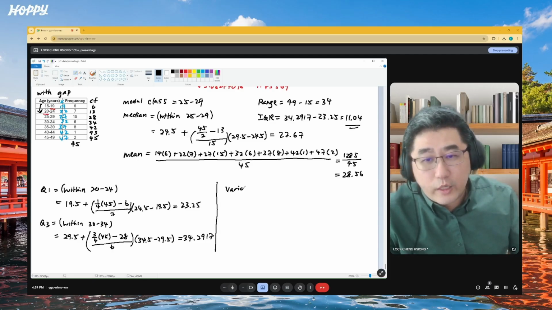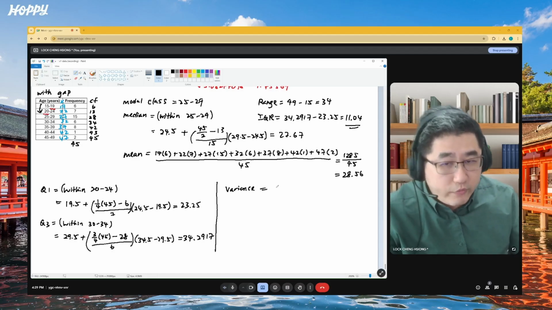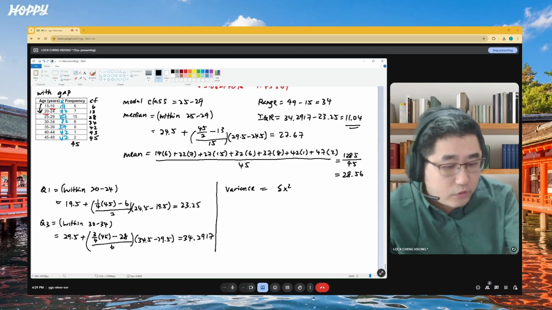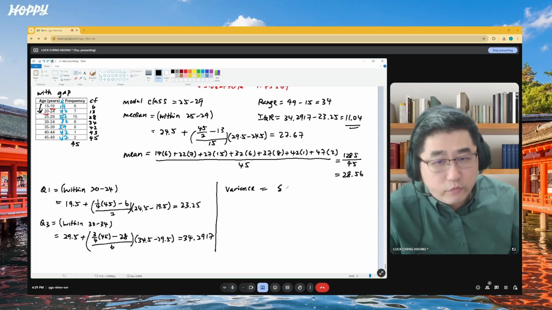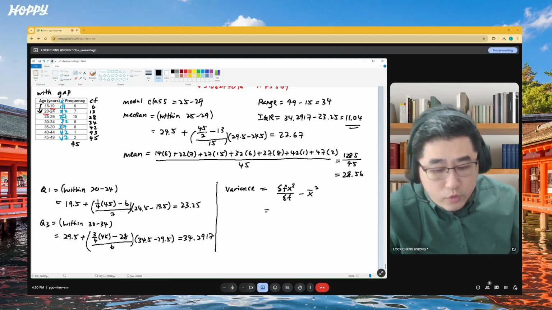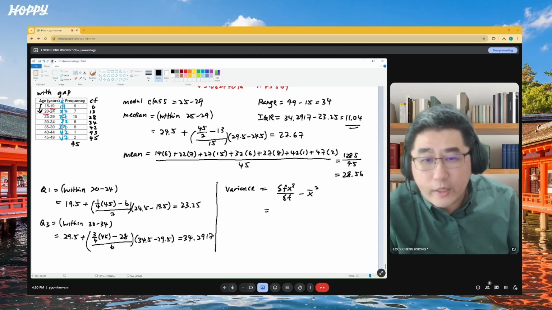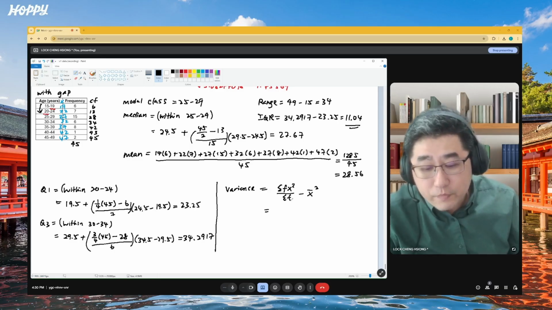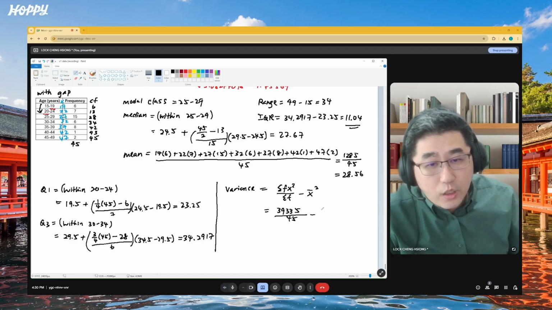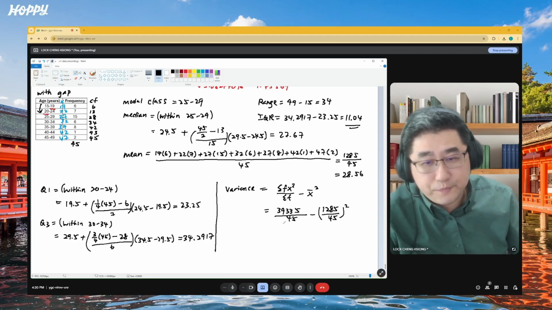Variance. I go straight to the simplified formula, which is sum of x squared. This is grouped data, so it is sum of fx squared over sum of f, minus x bar squared. So I will do my calculation of sum of fx squared. I will get 39335 over 45, minus 1285 over 45, the whole thing squared.